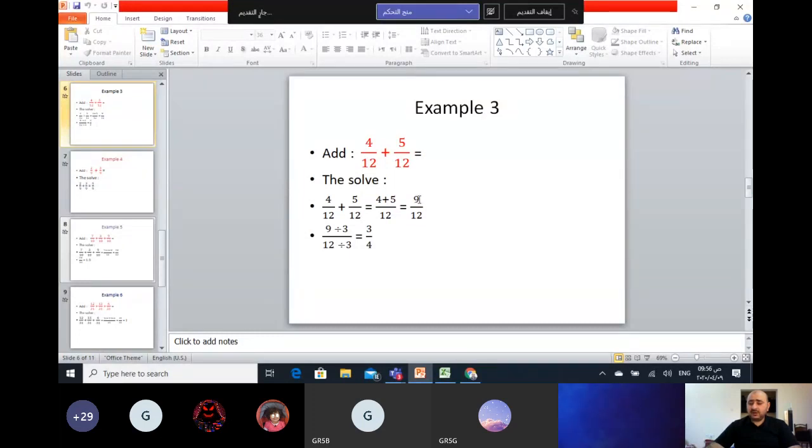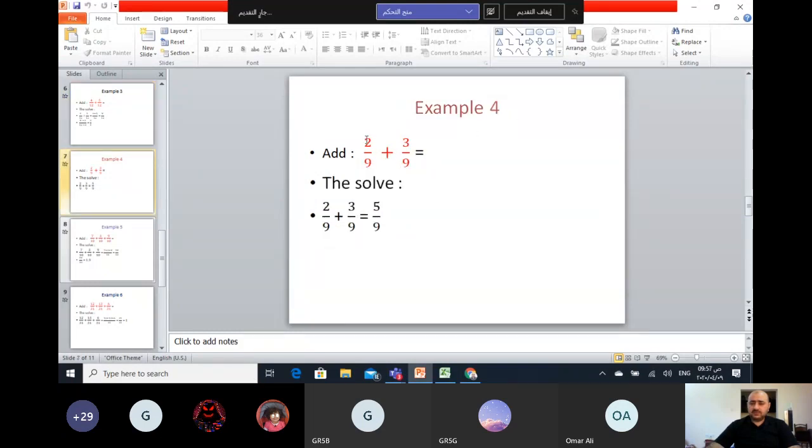Find the prime factors for 9. 9 will be 3 times 3. I can write 3 x1 and 2. And the 12 will be 3 times 4, and 4 equals x1 and 2, which means 12 equals 3 times 2 x1 and 2. You will find the common factor between 9 and 12 is 3. So the GCF will be 3. So you can now divide by 3 up and divide by 3 down. You will find 3 over 4.